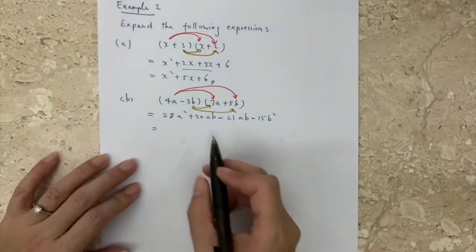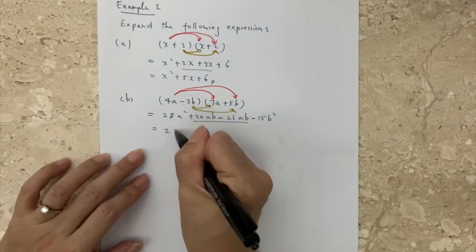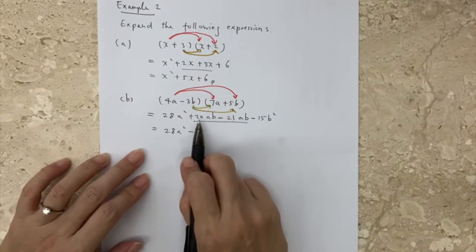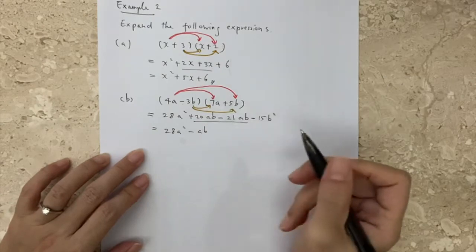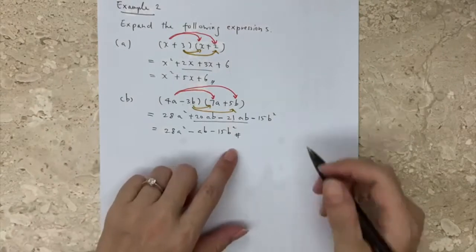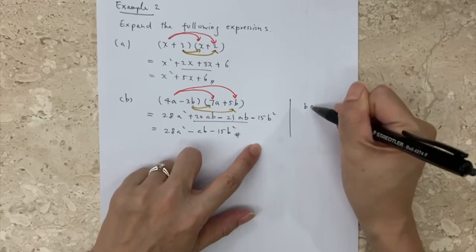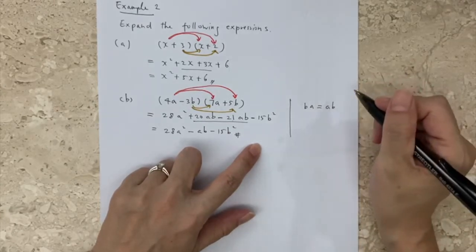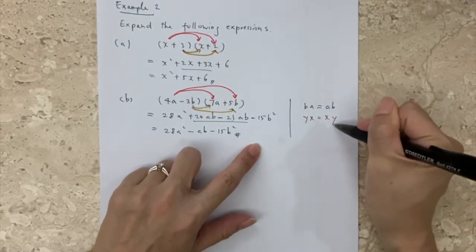Okay, so what's next? I can sum up this ab. So the final answer will be 28a squared, and then minus 21 plus 20, so I get minus 1. So minus 1ab is the same as minus ab. Alright, and minus 15b squared. So this is the answer. Alright, so you can always rearrange this. Let's say if we have ba, you better rearrange it into ab. So follow the alphabetical order. If you have yx, then you change it to xy, for example.